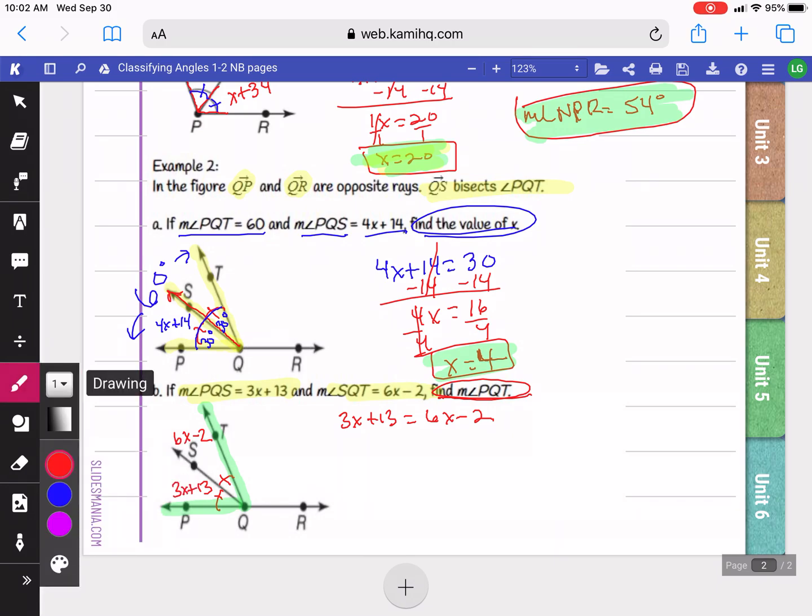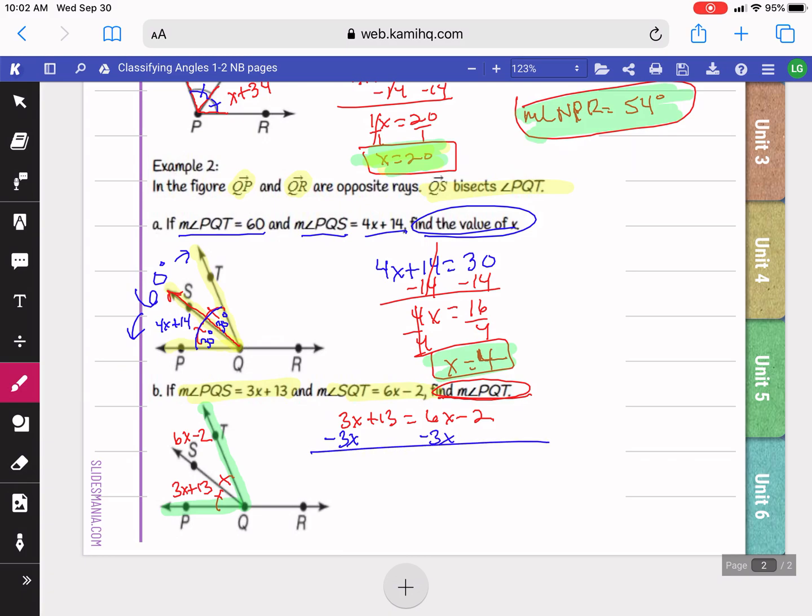So if I solve for x, I want to undo one of my x's. So I get 13 equals 3x minus 2. 15 equals 3x. Then you can divide by 3. So we get 5 equals x. Now the question wasn't asking for x, it wants the measure of angle PQT. So again, that's the big angle here.